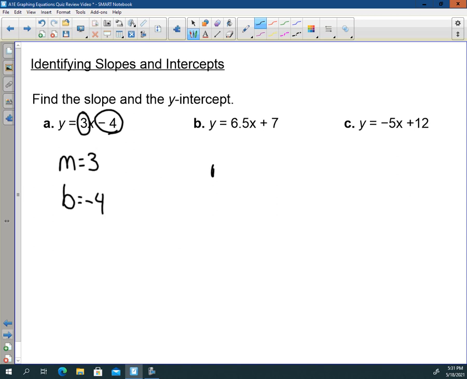In part B, the slope is 6.5. It's the number in front of x. And then the intercept is 7. It's the number at the end. And then in part C, the slope is -5, and the y-intercept is 12. And that's how you identify slopes and intercepts. You just pull those numbers out of the slope-intercept form.